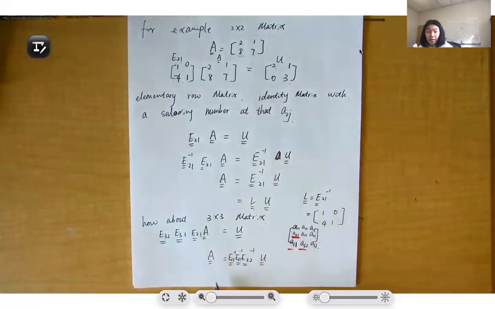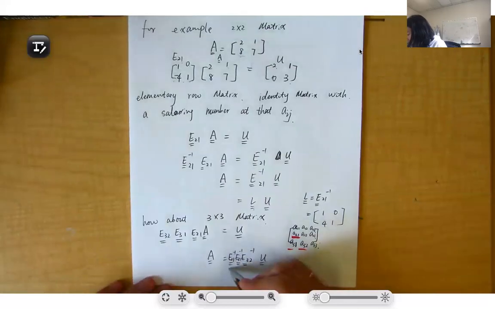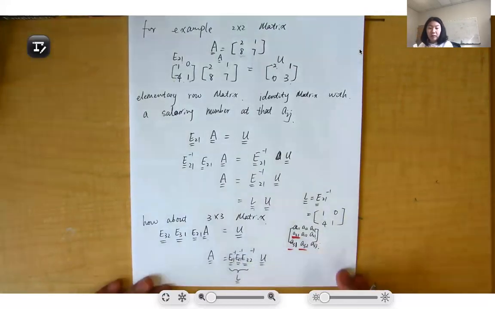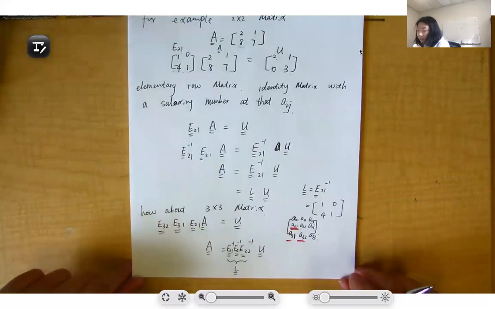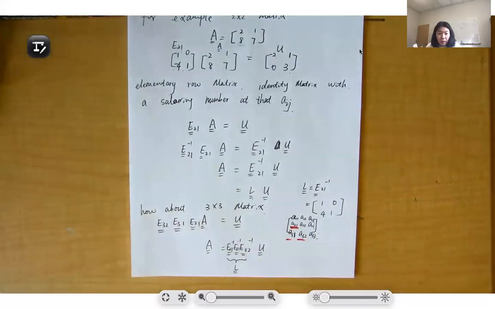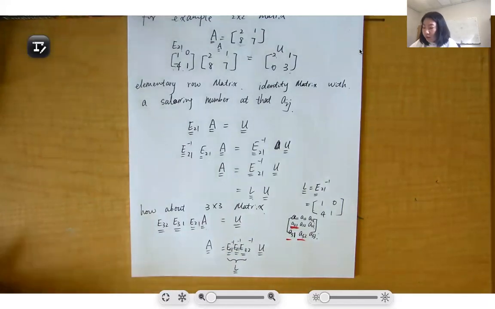Okay, so A will be, you need to apply all the inverses of these elementary row matrices to have identity times A equal to A itself, and that will be E21 inverse, E31 inverse, E32 inverse times U. And this U is the upper matrix, and L is the lower matrix, the LU decomposition. So this is how you convert the A matrix into LU decomposition.